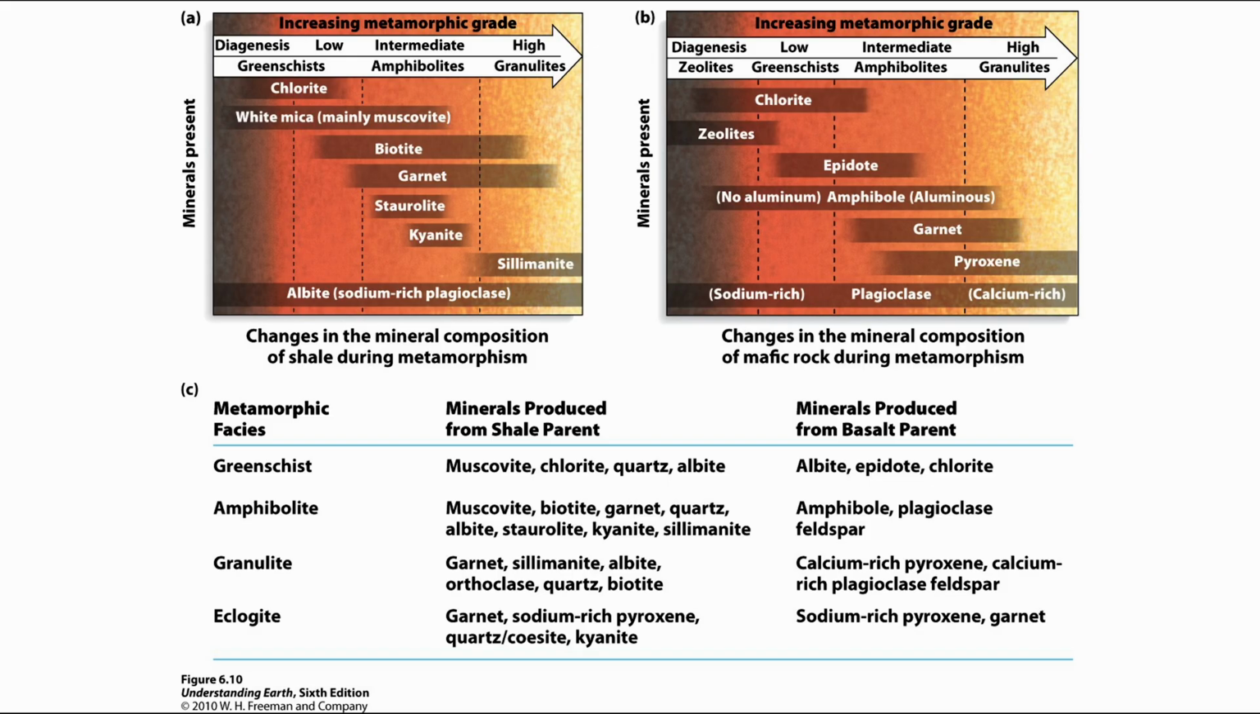Just taking another look at mineral composition. As we increase metamorphic grade, at low grade, we'll generate chlorites and white micas, generally muscovite. Intermediate grade rocks produce biotites, garnets, staurolites, and kyanite, two very distinctive metamorphic minerals, as is garnet. And then ultimately at the high granulite phase, we see the precipitation of sillimanite. And albite is going to form throughout this low to high grade sequence. This is a sequence for metamorphism of shale.